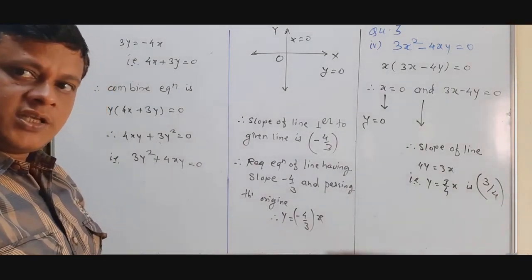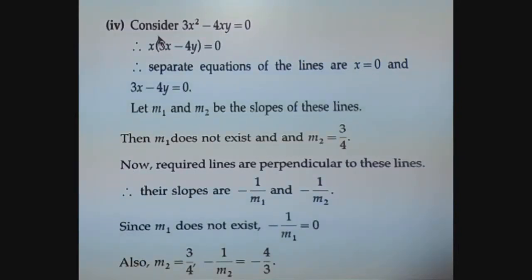Or you can write this in this way also. Consider 3x square minus 4xy equals to 0. So taking x common, we write x into 3x minus 4y equals to 0. Therefore the separate equations of the lines are x equals to 0 and 3x minus 4y equals to 0. Let m1 and m2 be the slopes of these lines. Then m1 does not exist because x equals to 0 is the equation of y-axis, so the slope of y-axis does not exist. And m2 equals the slope of the second line, which we calculate from the formula slope equals to minus a by b. The value of a is 3, the value of b is minus 4. So 3 upon minus 4, and the minus signs get cancelled. We get the slope of this line is 3 by 4.